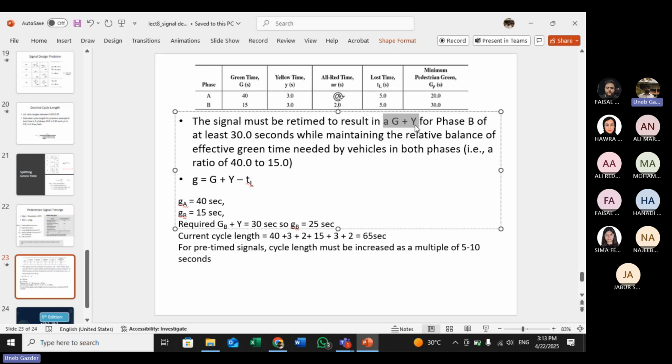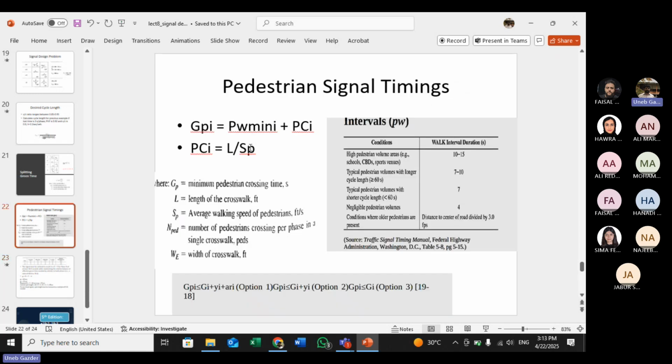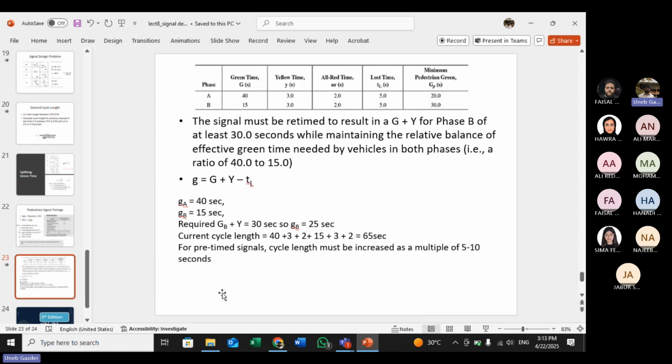Now what they are saying is, check the pedestrian time, and if any adjustment is required, then do it. Up till now we have seen how to calculate the pedestrian time, step 1, how to check the pedestrian time, step 2, and step 3 is adjust the signal time if required, which we will see in this example.